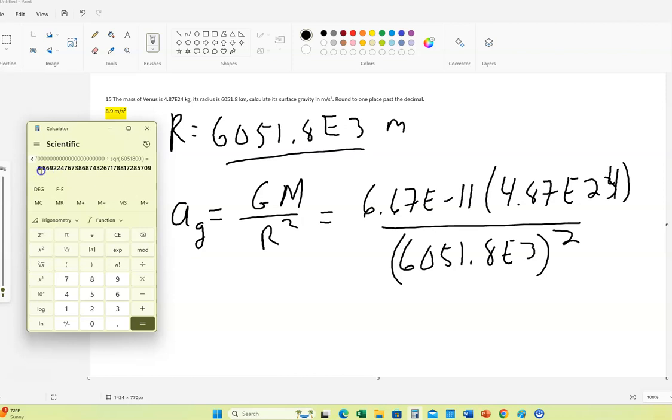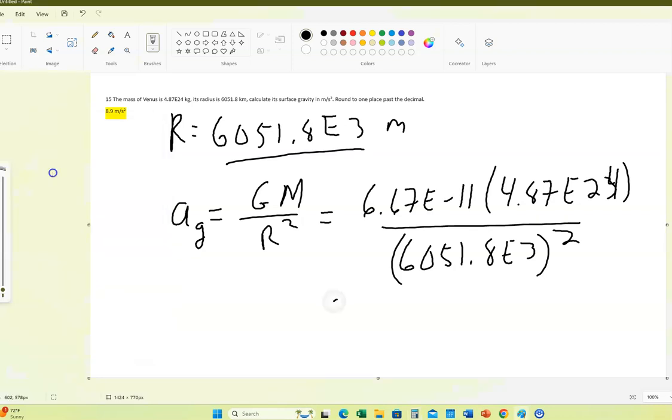So the answer is 8.86. All right, so since we're only rounding it to one place past the decimal, the 6 is greater than 5, so I'm going to round up. So this answer becomes 8.9. So 8.9 meters per second squared. That's just the units of acceleration.